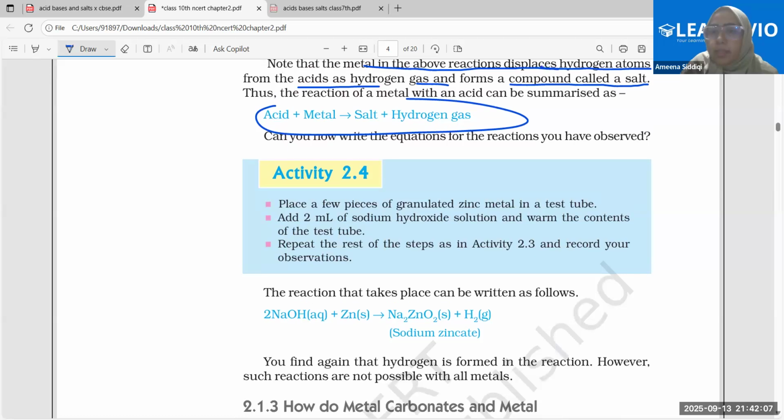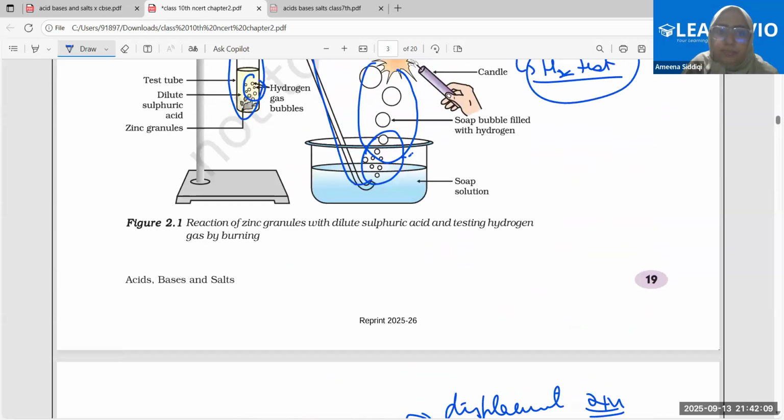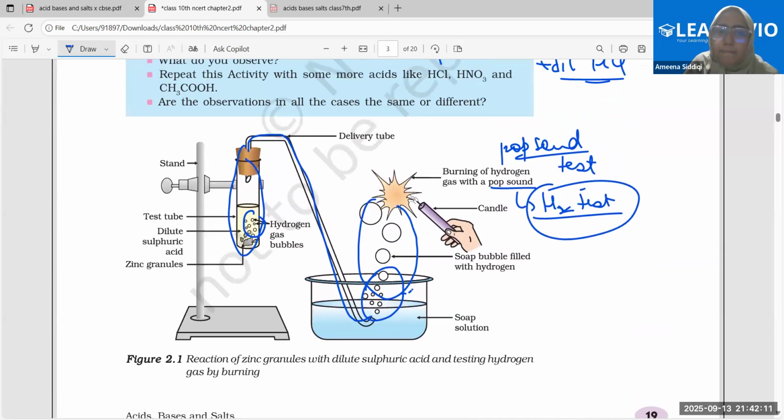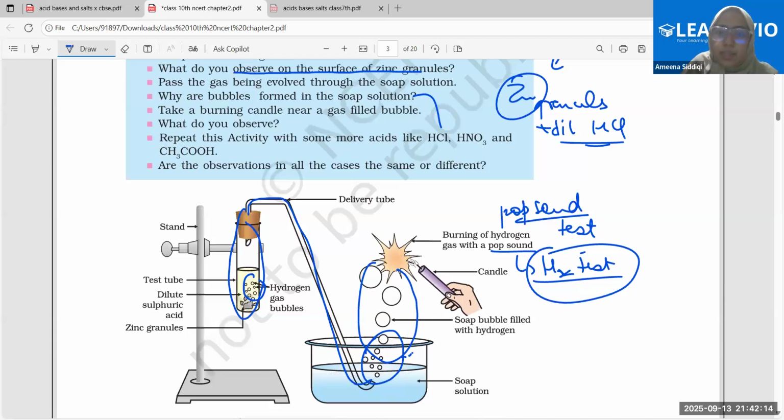Actually, tell me what will happen if there is an acetic acid. What will happen with HCl? HCl we have already discussed. What will happen with HNO3? We have already discussed. What will happen with CH3COOH? That is acetic acid.